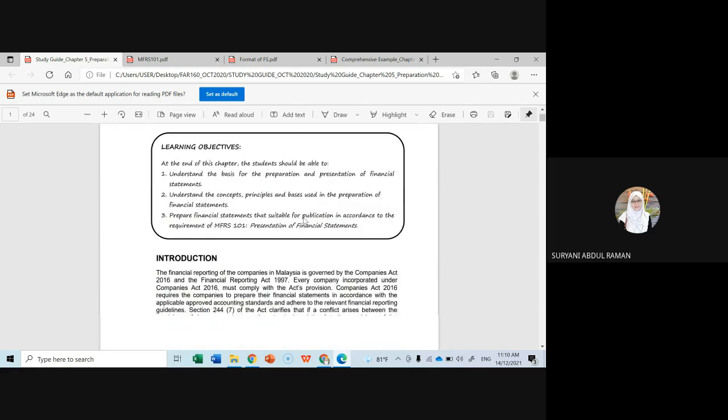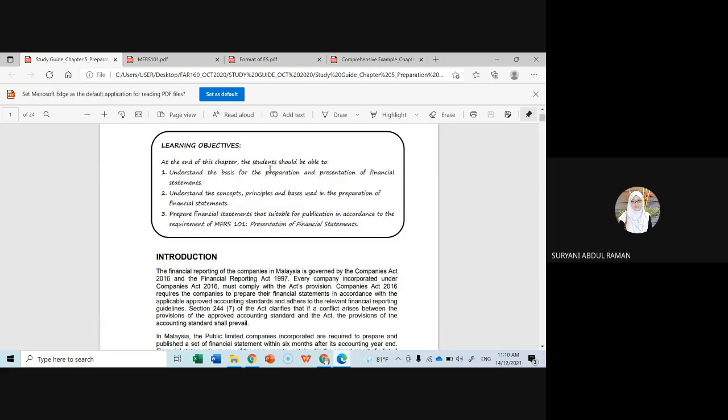At the end of this chapter, we hope that the student should be able to, number one, understand the basis for preparation and presentation of financial statements. Number two, understand the concepts, principles, and bases used in the preparation of financial statements. Finally, prepare financial statements that are suitable for publication and in accordance with the requirements of MFRS 101.